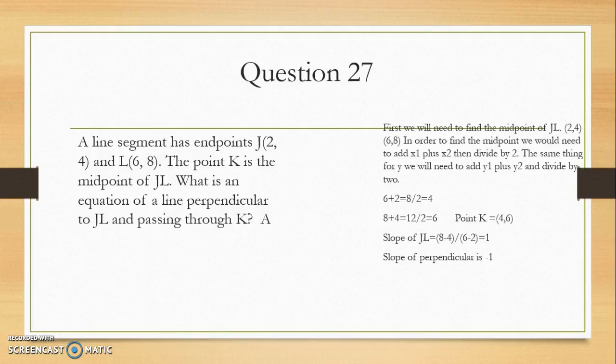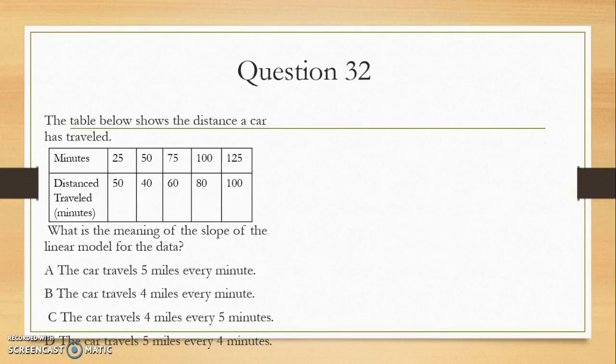A line segment has endpoints J(2, 4) and L(6, 8). The point K is the midpoint of JL. What is an equation of the line perpendicular to JL and passing through K? Okay, first we need to find the midpoint of JL. So in order to do that, you use the midpoint formula. And that would give you (4, 6). And then the slope of a perpendicular line would have to be the opposite reciprocal. So it would be -1. And the answer would be A. A is for apple.